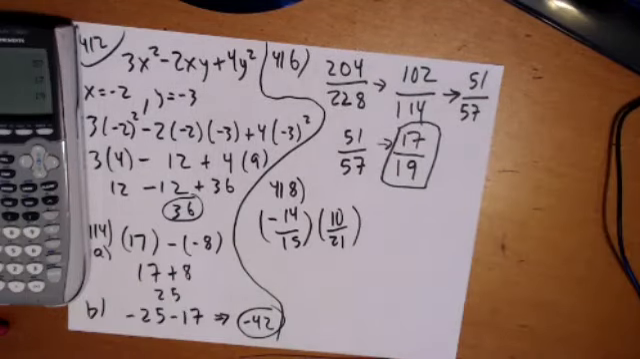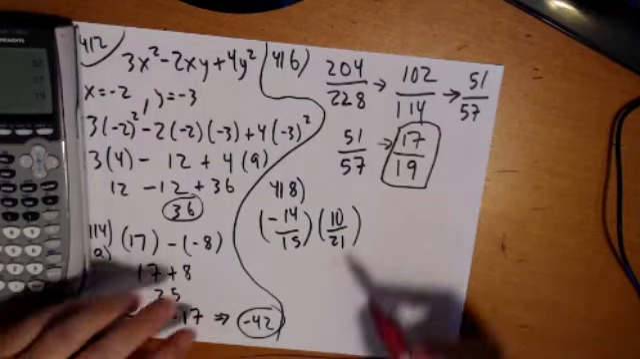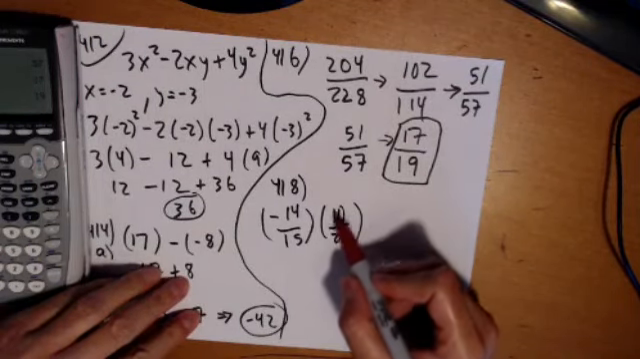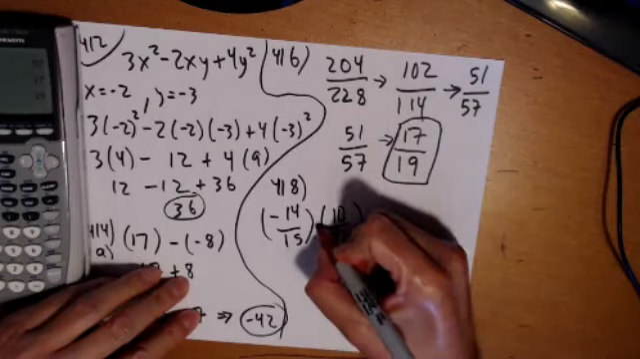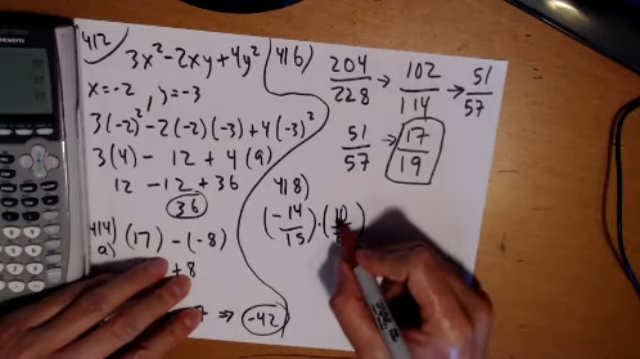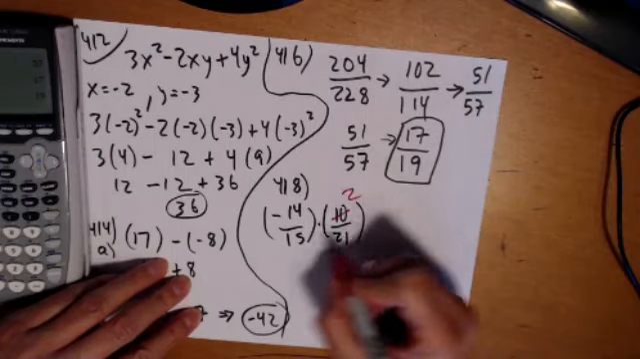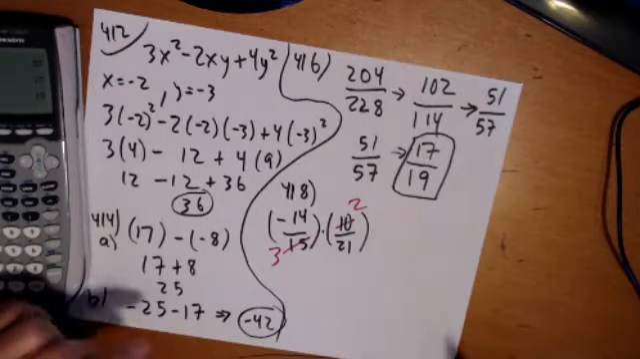But the goal is to save time in life. So you want to reduce things as soon as possible. See the 10 and the 15? The 10's on top, the 15's on bottom. These guys are being multiplied. So 5 goes into 10 twice. 5 goes into 15 3 times.